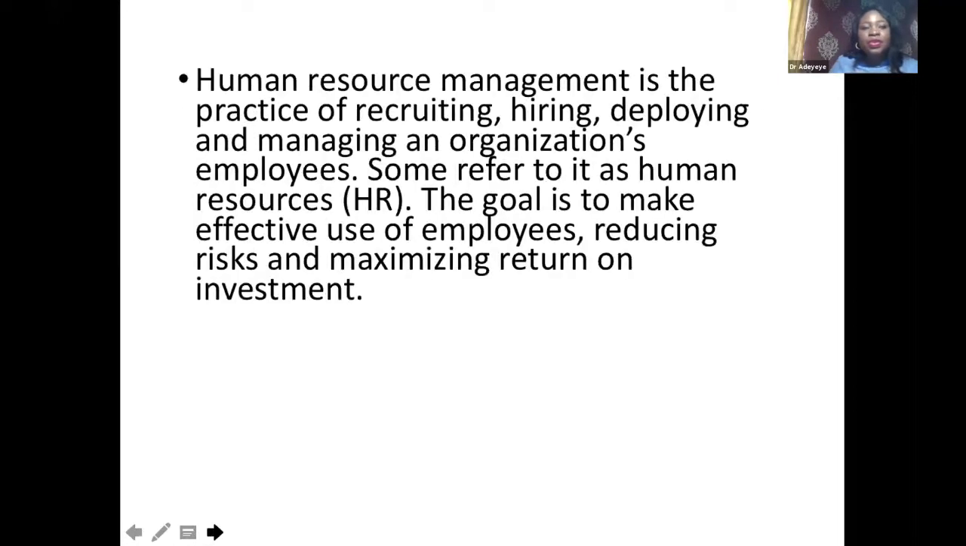All right. So today we're talking about human resource management. It is the practice of recruiting, hiring, deploying, and managing an organization's employees. Some refer to it as human resources, just human resources. You can say HRM, you can say HR. It's used interchangeably. The goal is to make effective use of employees, reducing risks, and maximizing return on investment.